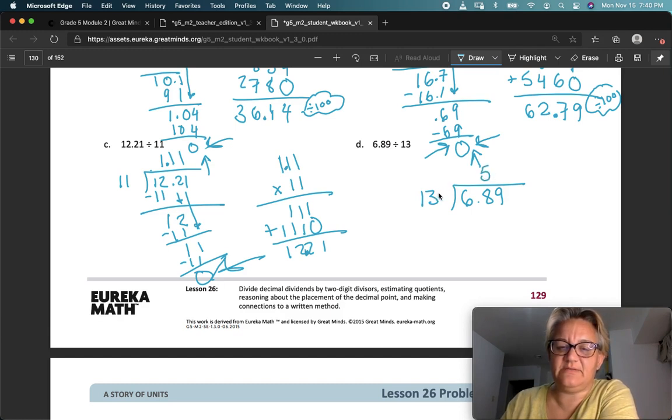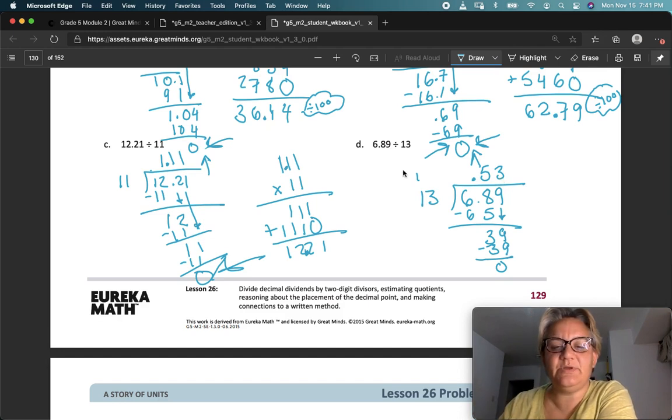5 times 3 is 15. Carry the 1. 5 times 1 is 5. Plus 1 is 6. Yep. 68 minus 65 is 3. Bring down the 9. And 13 will go into 39 3 times. 3 times 13 is 39, and there's my 0. So I have 53 hundredths. You can put the 0 if you want. It's fine. Let's multiply that to see if it works.